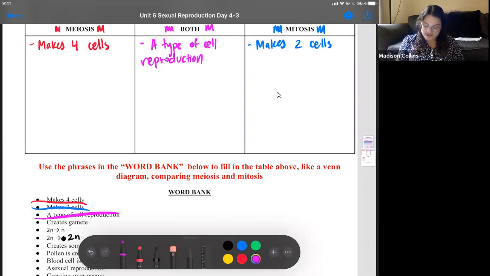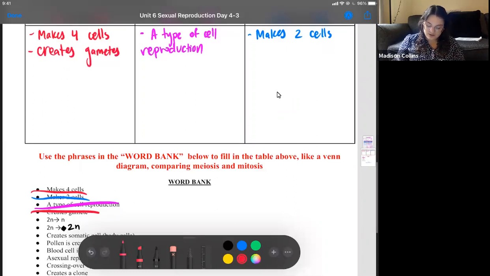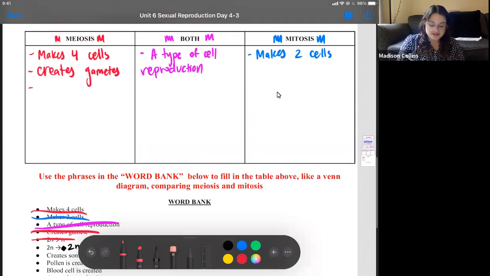All right, creates gametes. That is a product or characteristic of meiosis. We're creating sex cells. All right, so 2N to N. That means we're going from diploid to haploid. That is another characteristic of meiosis, because we're reducing the number of chromosomes. We're going from the full amount to the half amount in those gametes.